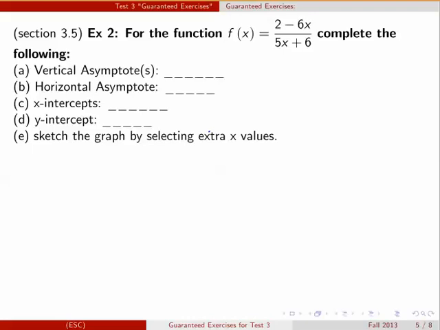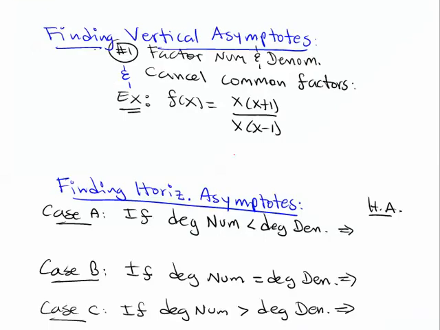Okay, in this example, we're going to be graphing a rational function. But before we do this, let me give you guys a small review of vertical asymptotes and horizontal asymptotes.